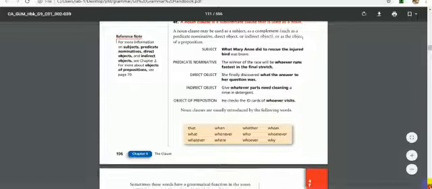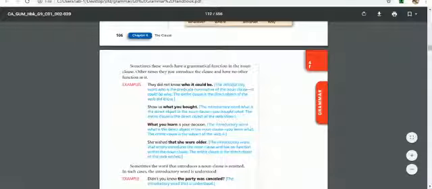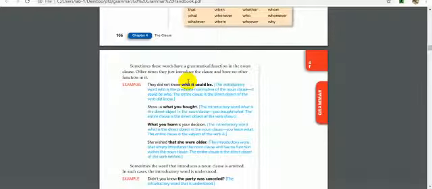Let's go and have some tips and notes. Sometimes these words have grammatical function in the noun clause. Other times they just introduce the clause and have no other function in it. For example, they didn't know who it could be. Who it could be is direct object of this know. So know here is the action verb, and who it could be is the direct object.